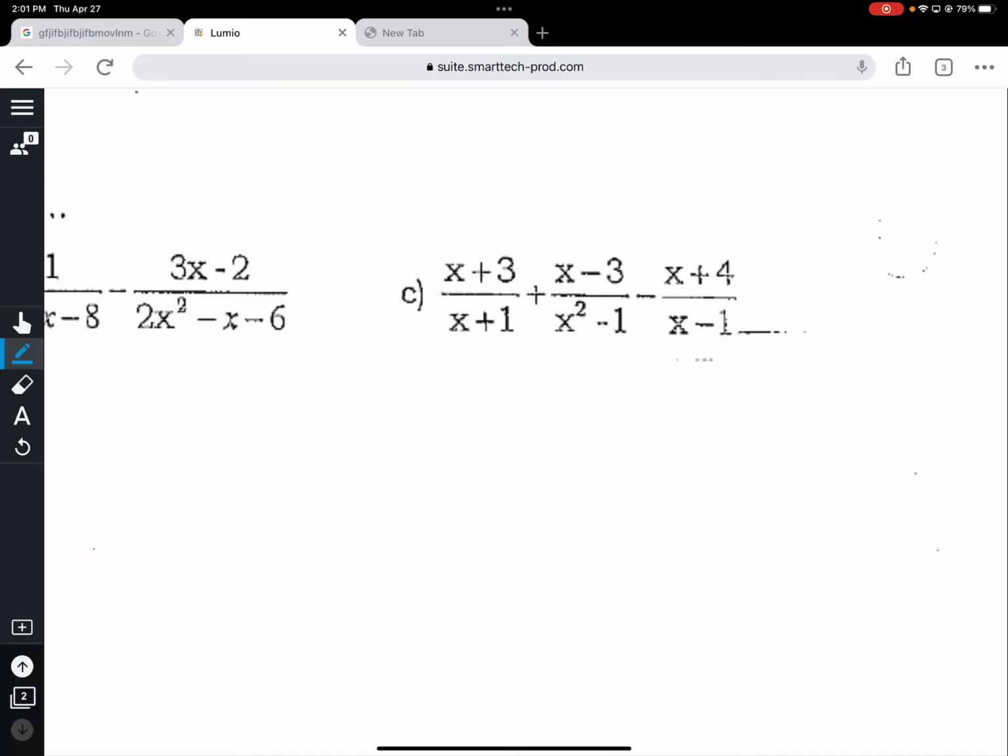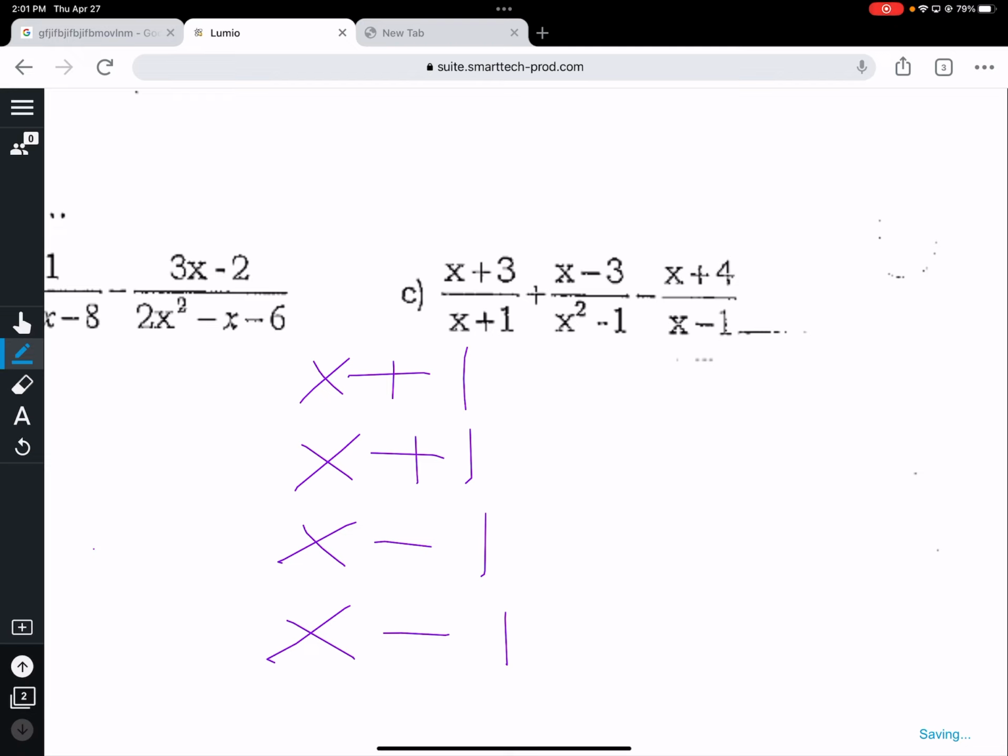Okay, let's do it. Let's see what we can do when we take it apart. What is the first denominator? X plus 1. What is the second denominator? X squared minus 1. Factor it. It's a difference of perfect squares. X plus 1, x minus 1. What's the third? X minus 1.